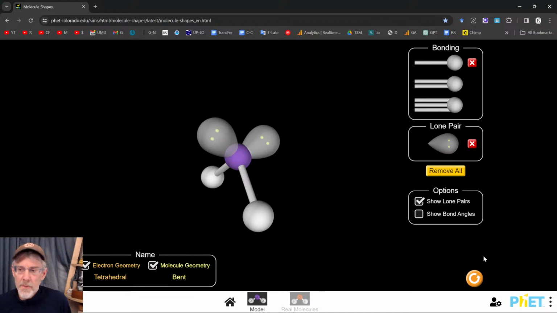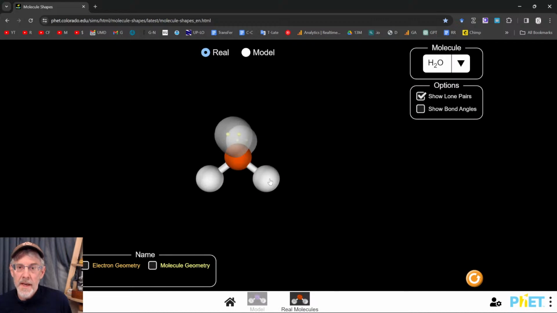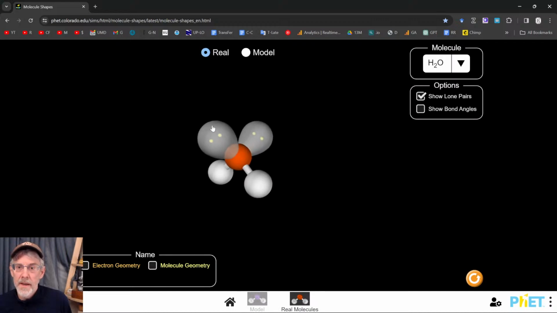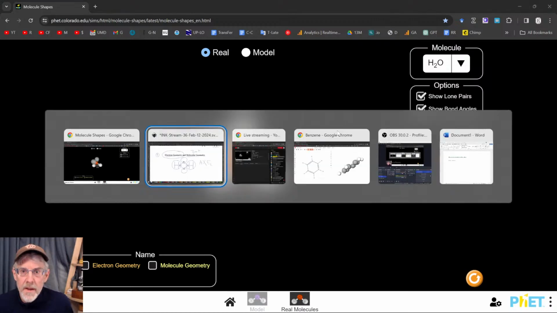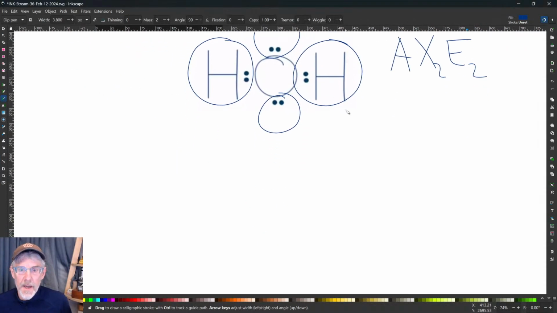If we go down here, we could look at actual real molecules, and this is actually what water would look like, with 104.5 being the actual experimental bond angle there. Nice. All right, where are we at here? I think that's all I have there.